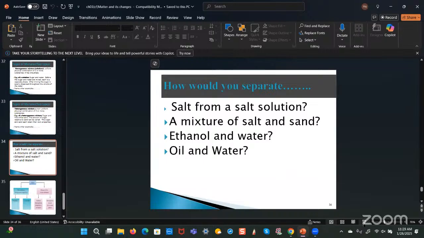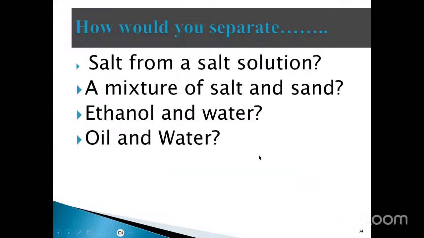Okay, the last of these mixtures. How would you separate a mixture of oil and water? Now, we already know that this would be a heterogeneous mixture, right? So, how would you separate such a mixture? Could you wait till they're separated from each other and just pour it out? Well, would you successfully separate them if you just pour it out? You'd have to be real skilled.